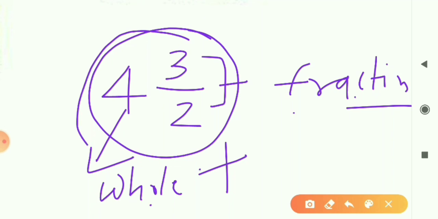So how to solve this? You will just multiply the whole number with the denominator. So 4 times 2 is 8. Then you will add the numerator, that is 3. So 8 plus 3 is 11 upon 2.